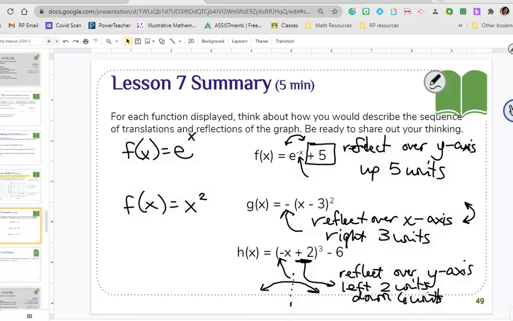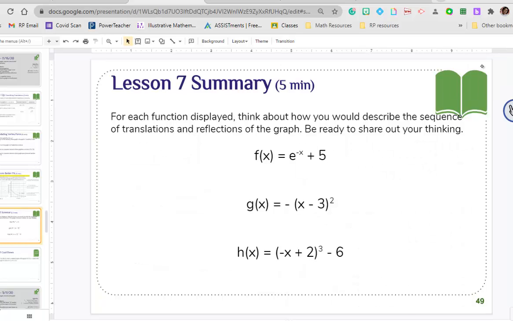You could do each of those one step at a time in Desmos and just see what it does, starting with each parent function and then just adding one element at a time to see what it does to this graph. But it's nice to be able to look at these expressions and interpret what's going on.